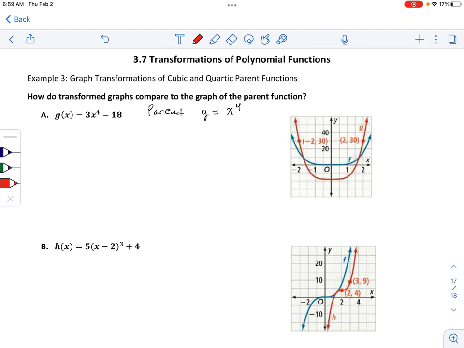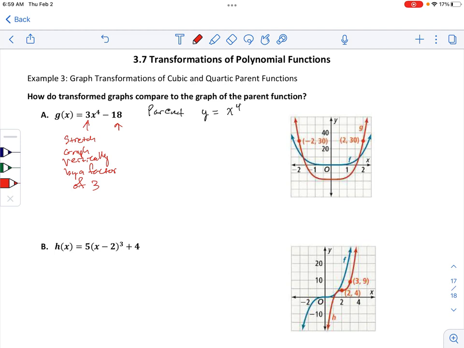Now what we want to do is take a look at how this is being moved. We have a couple things that are happening. We have this 3 out in front, and we have this minus 18. So we know that when you're multiplying by a value that's greater than 1, that is going to stretch our graph vertically, and that's by a factor of 3.